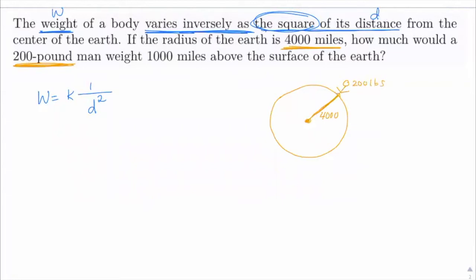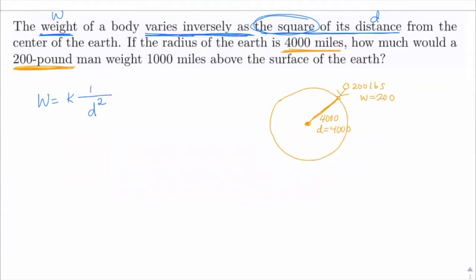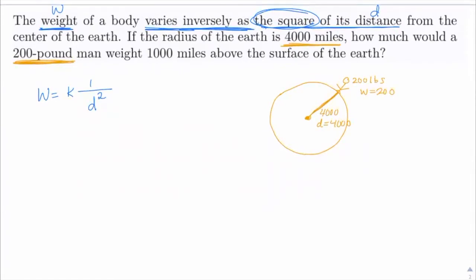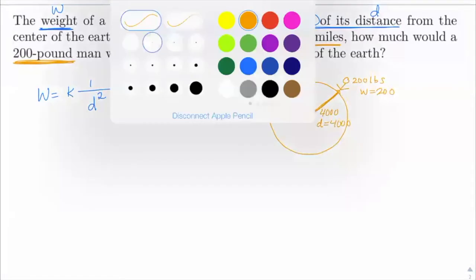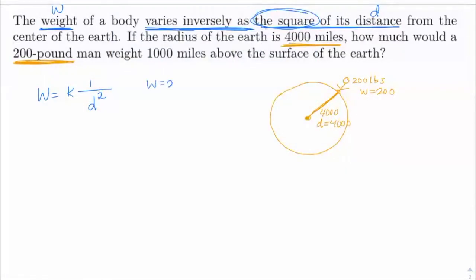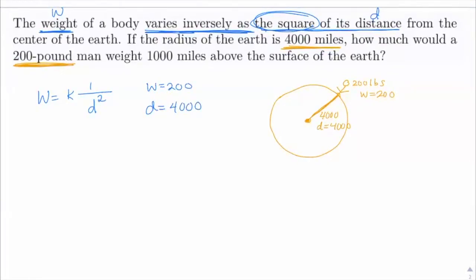So this is telling me that W is equal to 200 when D is equal to 4,000, right? Because the weight varies inversely as the square of its distance from the center of the earth. So 4,000 is the distance of the man from the center of the earth. And when he's at that distance, he weighs 200 pounds. So this information right here is going to allow me to solve for K. So we said W is 200 when D is 4,000. So let's go ahead and plug that information into our equation.